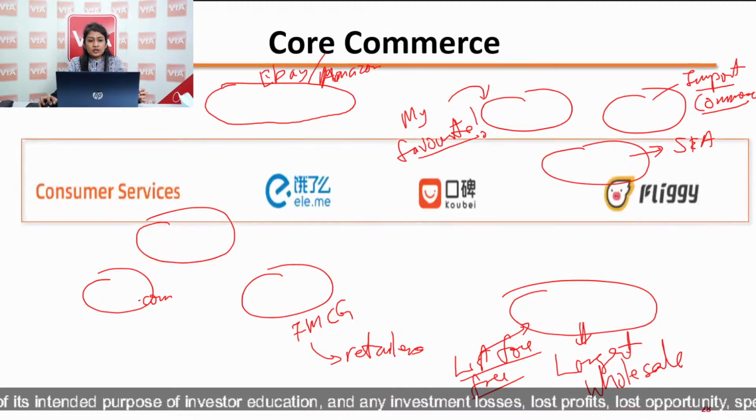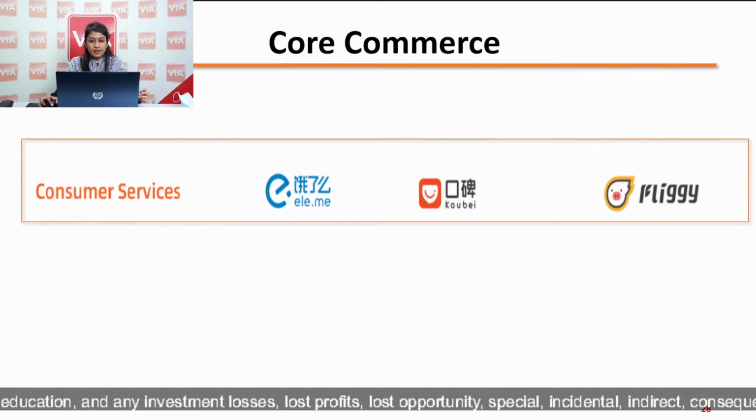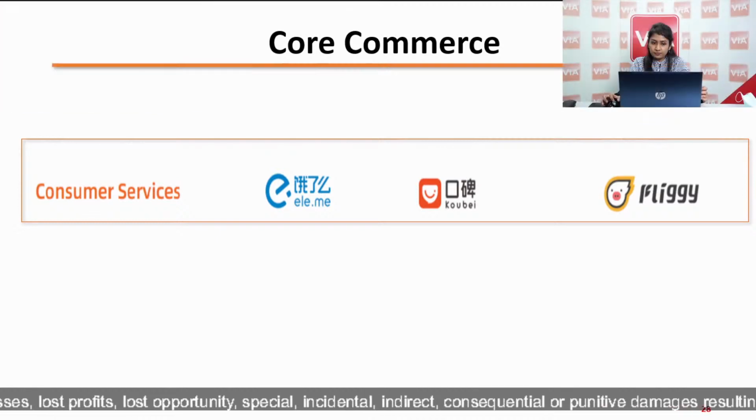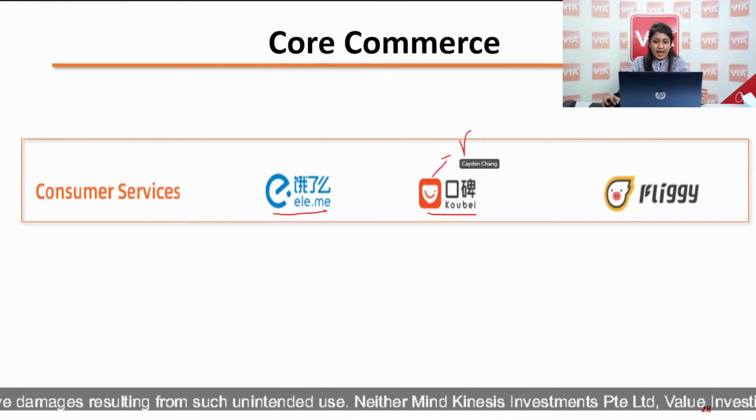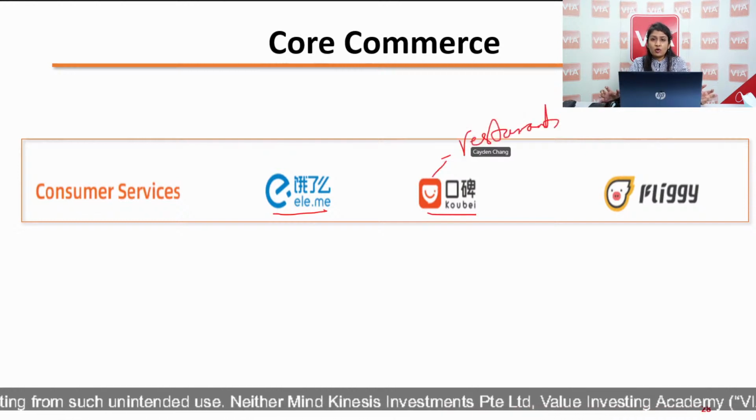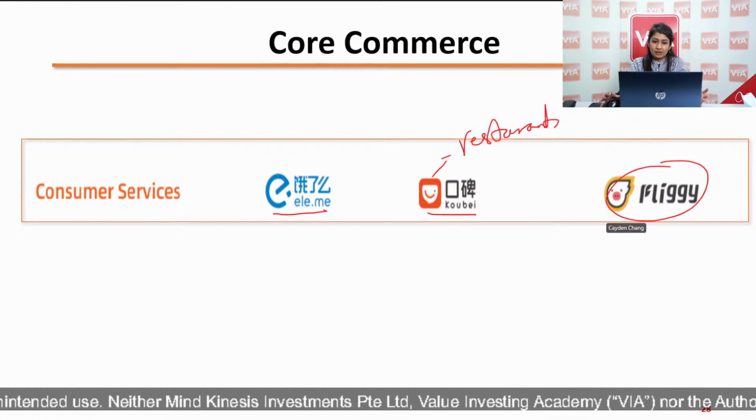So also included under core commerce is this segment called consumer services. Under this we have Ele.me, which is a food delivery platform. Ele.me literally translates in Chinese to "Are you hungry?" Then we have Kubi, which is a leading restaurant and local services guide platform. And then we have Fliggy, which is a leading online travel platform under the Alibaba ecosystem.